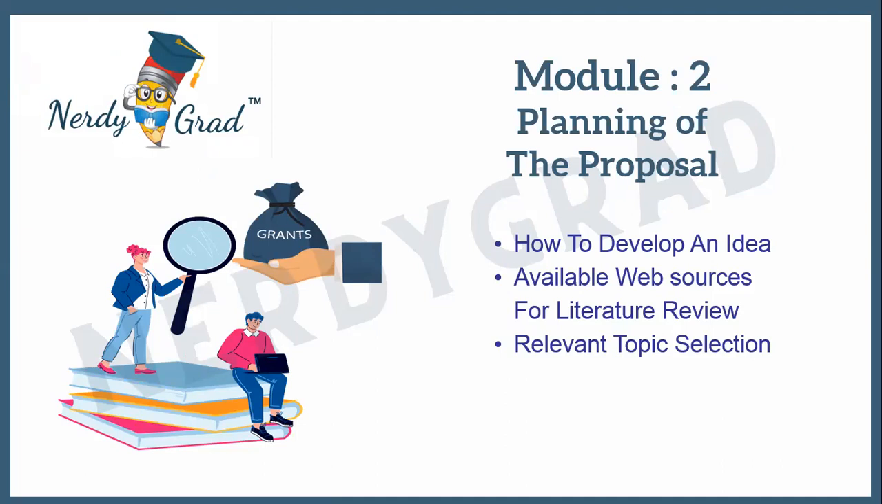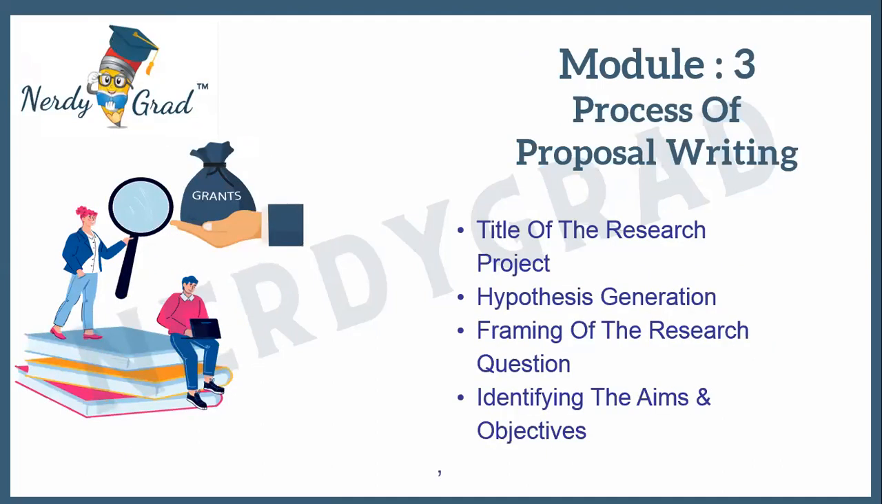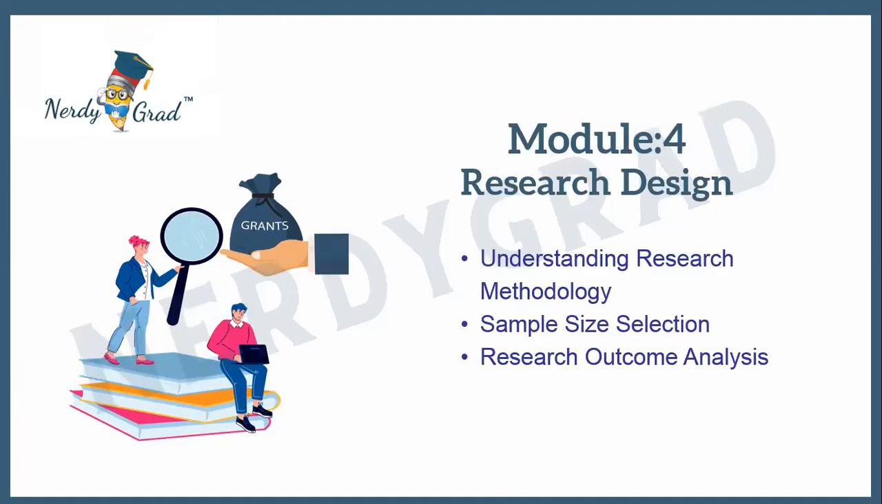Then comes the third module, which is about the process of proposal writing. First, we will see title of the research project. We'll see about how to generate a hypothesis. Then we'll learn about framing of the research question, then identifying of the aims and objectives. Then comes the module 4, which talks about research design: understanding research methodology, sample size selection, and research outcome analysis. These are the subtopics of this module.